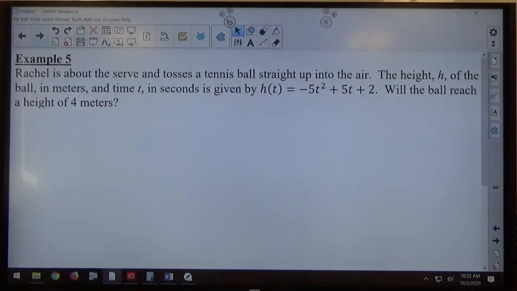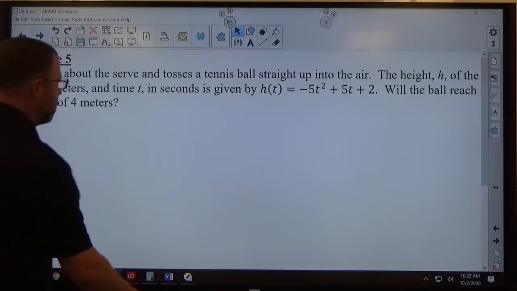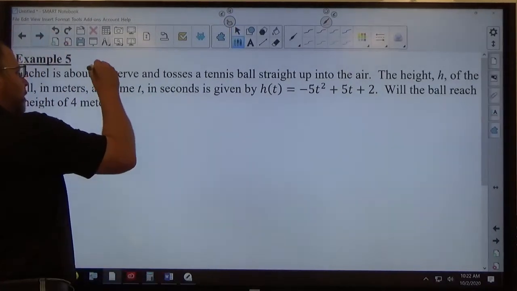Rachel's about to serve, probably. Pretend I know how to type better.